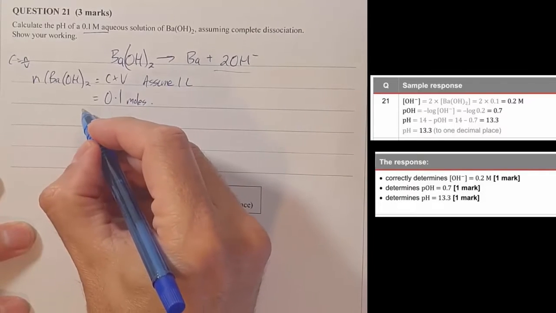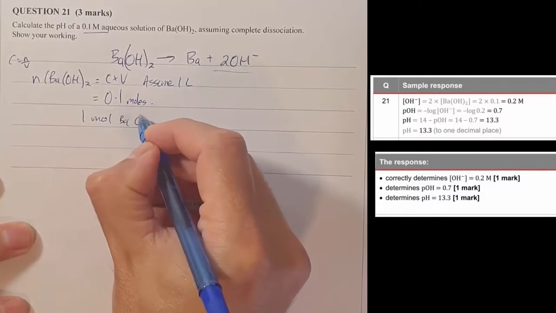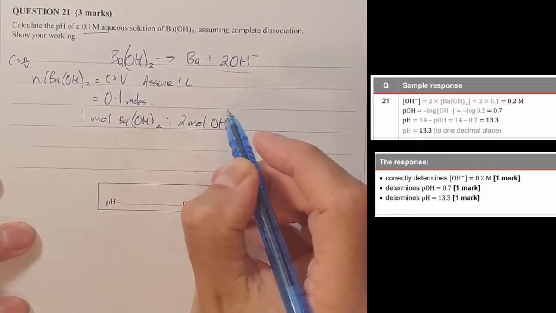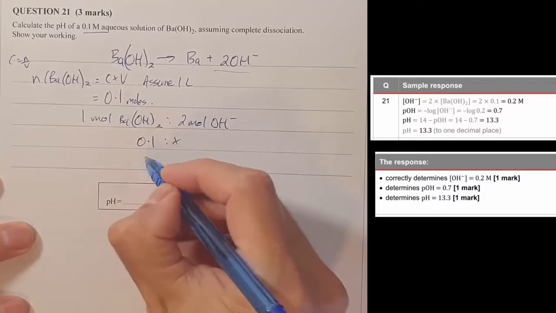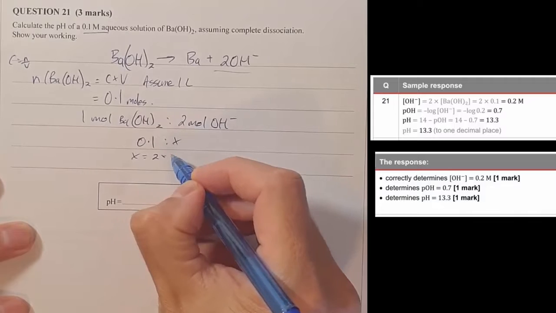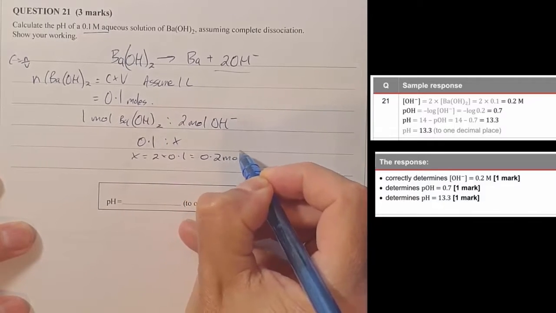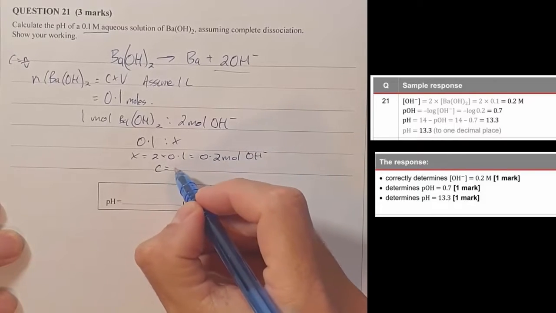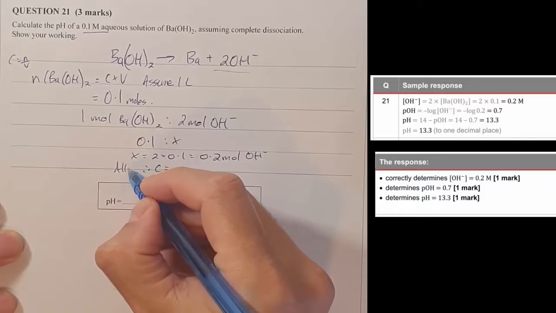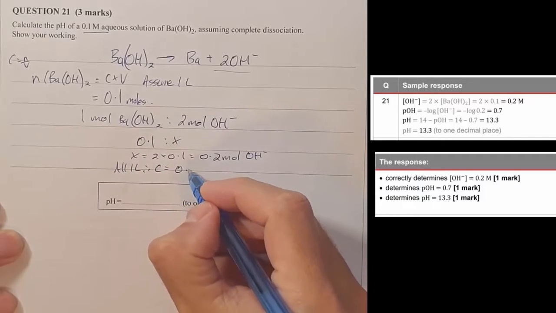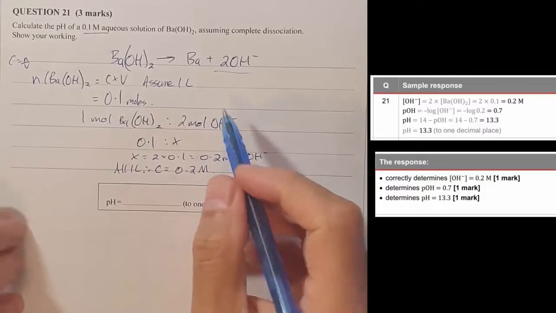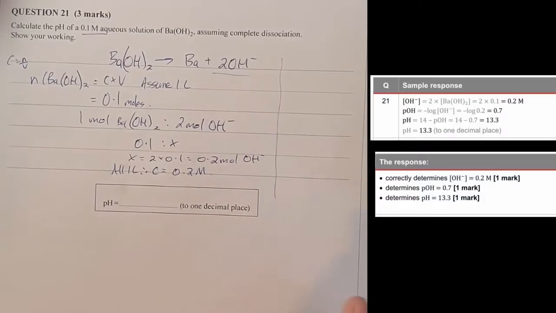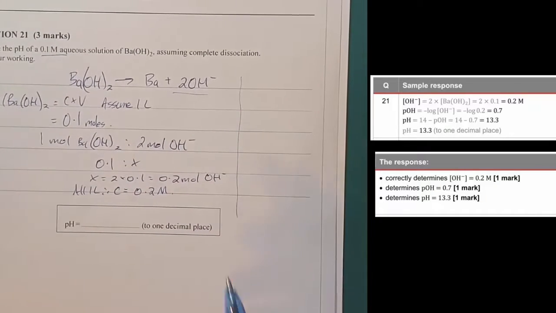So 1 mole of BaOH is to 2 moles of OH minus. So 0.1 is to X. So X equals 2 times 0.1 equals 0.2 moles of OH minus. So that concentration, for 1 liter, is 0.2 molar. So I've just worked it back to that just to get the equations. I don't know why they give us a little room when they ask so much, but that's all right.